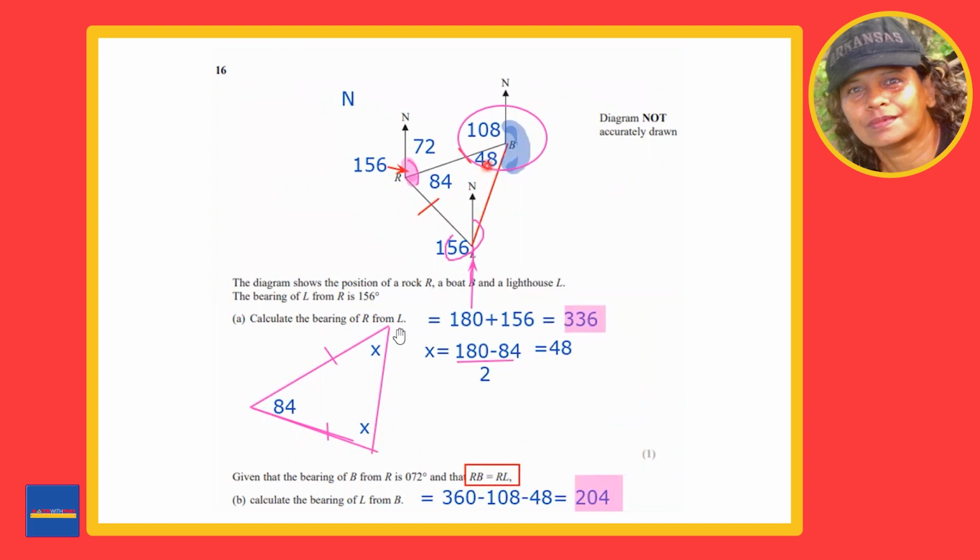Now the question they're asking is calculate the bearing of L from B. So we know this is 48. Since this is 72, these two add to 180. Therefore, if this is 72, this is 108, and this is 48. So the bearing of L from B is going to be 360 minus 108 minus 48, which is what we have here. And the answer is 204.